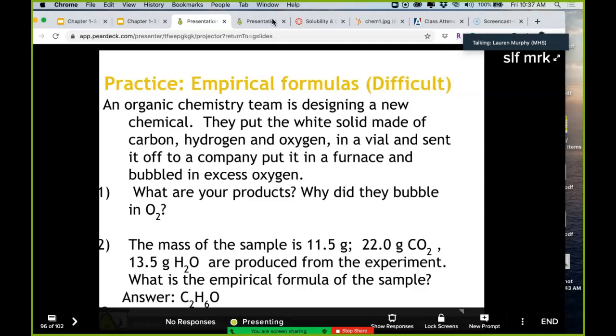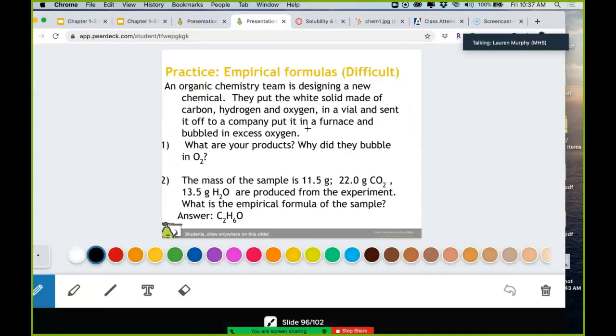Okay, so you have this sample. It has carbon. I don't know how many carbons. I don't know how many hydrogens. I don't know how many oxygens, okay? I don't know. You don't know. It's just a sample with carbon, hydrogen, oxygen.